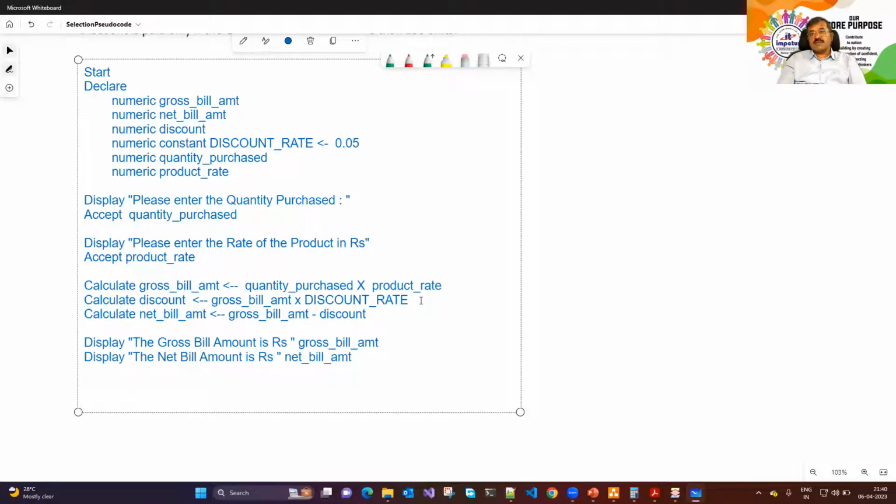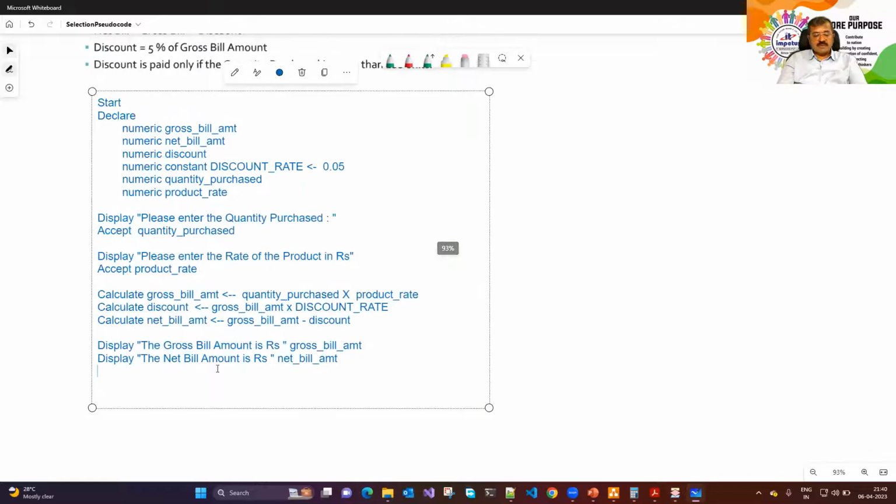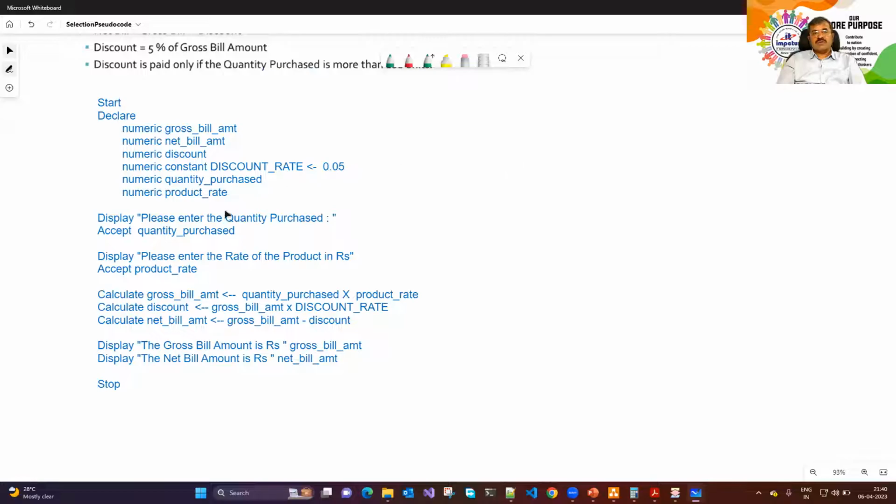Use meaningful names. If the value has a meaning, give a name to that value. Use those names in the program, not the values, because values are always confusing. What is the purpose of the value? We may not understand. So 0.5 could have been the tax rate also. Who knows what it is? So we say gross bill amount into discount rate, that gives us discount. Then net bill amount is gross bill amount minus discount. And then we display gross bill amount and we display net bill amount. I had written last, stop. Every program should start and should also stop. So that's how you design or write a pseudocode.